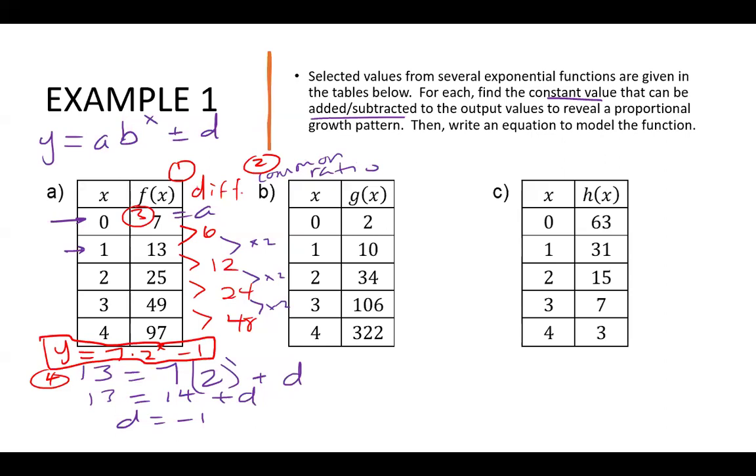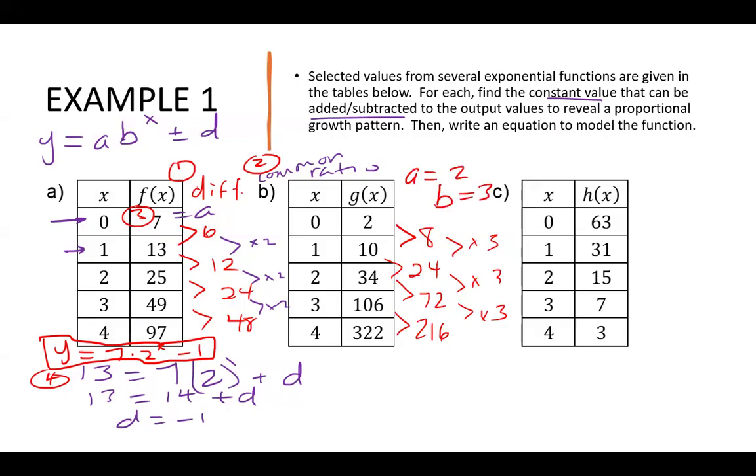All right, so the first thing you did here was found your difference. So when you found the difference, you had 8, then you had 24, then you had what? 72, then you had 216. So then when you found your common ratio, 24 divided by 8 is 3. 72 divided by 24 is 3. 216 divided by 72 is 3. So we know our A equals 2, and we know our B equals 3.